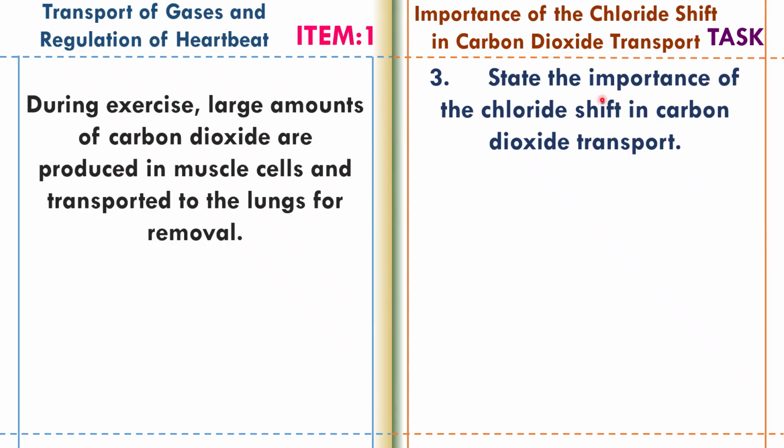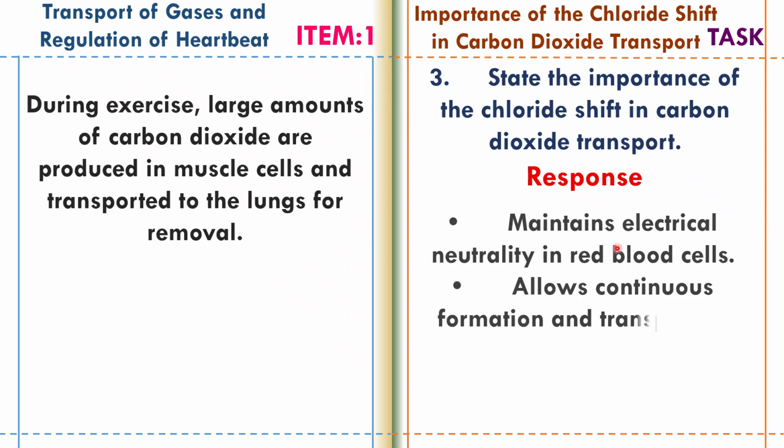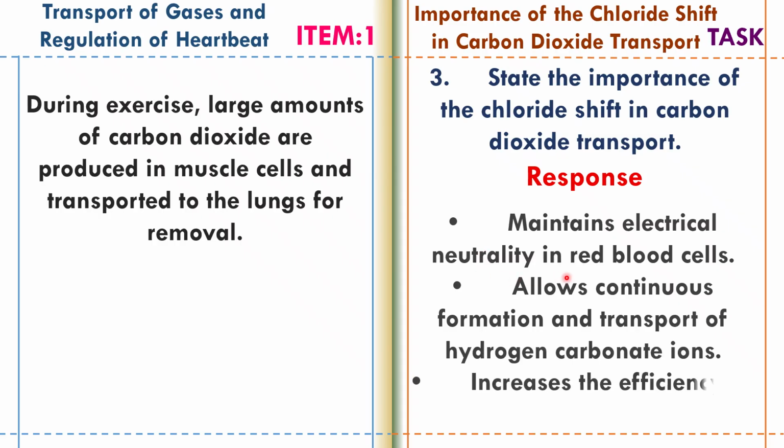State the importance of the chloride shift in carbon dioxide transport. It maintains electrical neutrality in red blood cells, allows continuous formation and transport of hydrogen carbonate ions, and increases the efficiency of carbon dioxide transport.